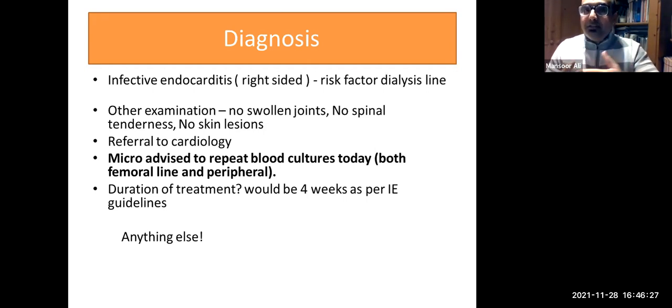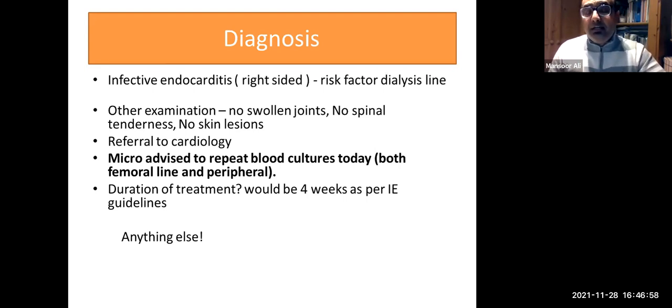But you've got to explain to them the risk of having the line, because not removing the line won't cure the condition, and untreated Staph aureus bacteremia leads to disastrous, catastrophic sequelae. I've come across a lot of patients who had issues where the lines were not removed, or the clinicians had a very high threshold for removing the line. Obviously, you look into other examination: with Staph aureus bacteremia, do they have swollen joints, any spine tenderness, any skin lesions?